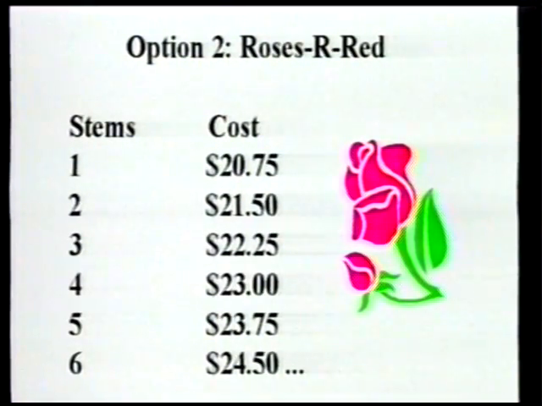If they choose the Roses of Red Company, the first stem will cost $20.75. The second stem will cost $21.50. The third stem will cost $22.25, etc.